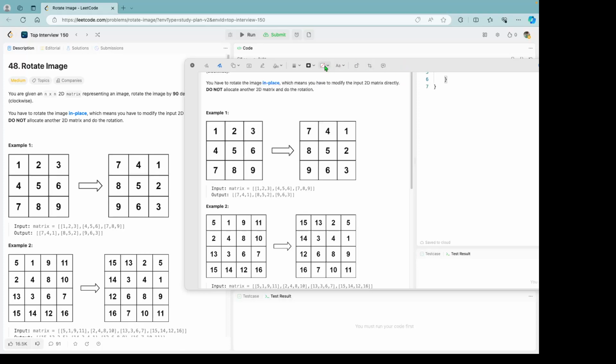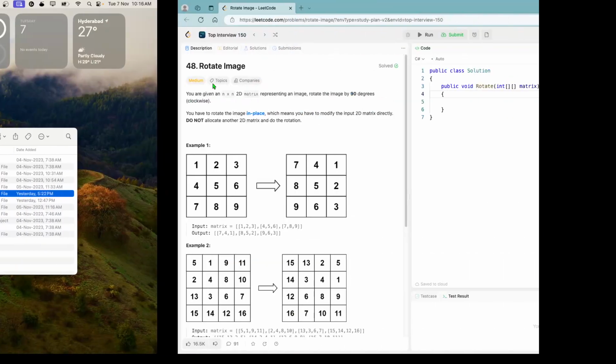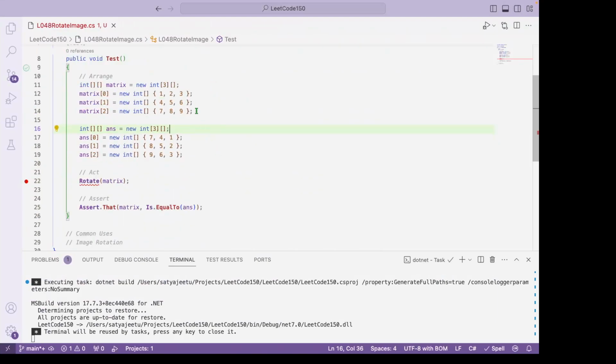So let's try to solve this problem. The basic setup is that we have a matrix of 1, 2, 3, 4, 5, 6, and 7, 8, 9. The answer matrix is also 3 by 3: 7, 4, 1, 8, 5, 2, 9, 6, 3. Those are what we are actually expecting. We have a matrix and we are expecting an answer of this type.